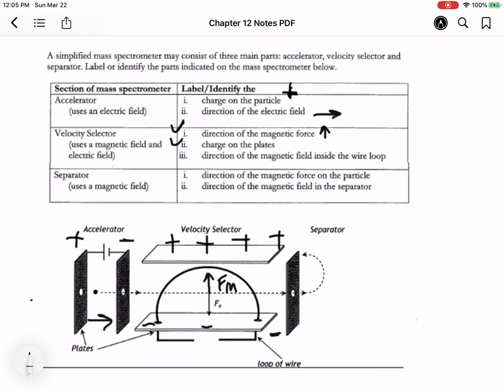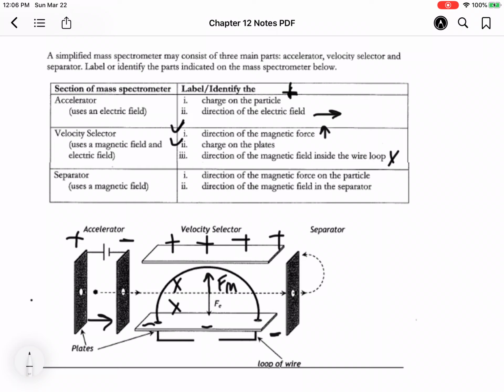Number 3, the direction of the magnetic field inside the wire loop. Remember, electrons passing through a wire do create a magnetic field. The force is up, so we use our right hand because we have a positive particle. The force is up, and the motion of the particles is to the right. Thumb to the right, palm pointing to the top of the page, which tells you the magnetic field is into the page.